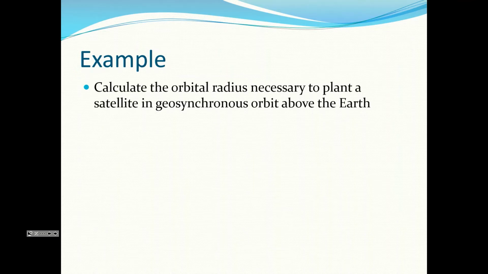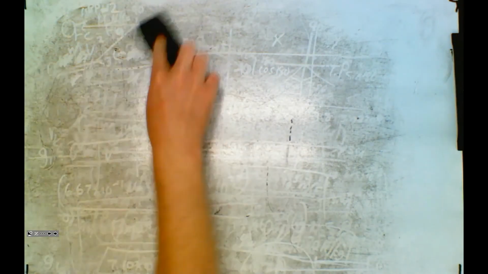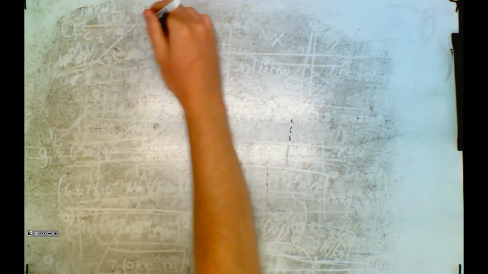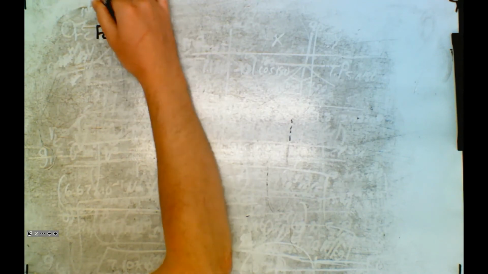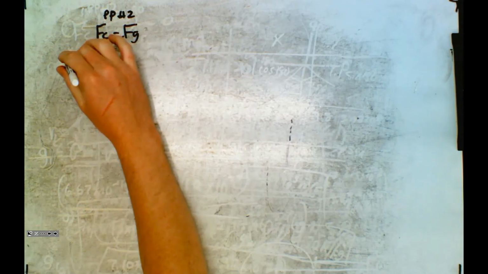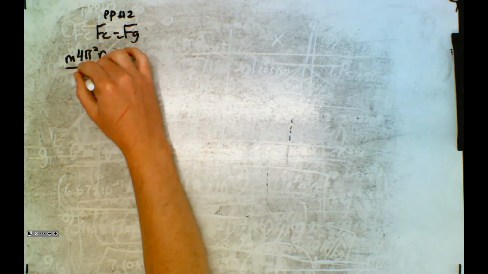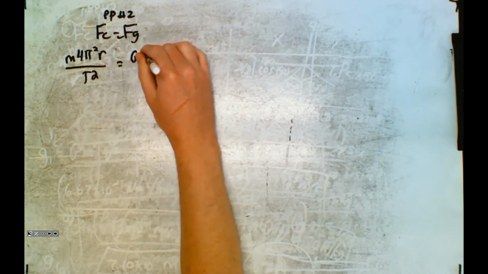So calculate the orbital radius necessary to place a satellite in geosynchronous orbit above Earth. Okay, so orbiting, we're going to use our FC equals FG, our physics principle number 2. That's how we start all of these questions. But because we aren't given a speed and we're not trying to find a speed, we have to use our other formula for FC: m times 4 pi squared R all over T squared. And FG is still this.